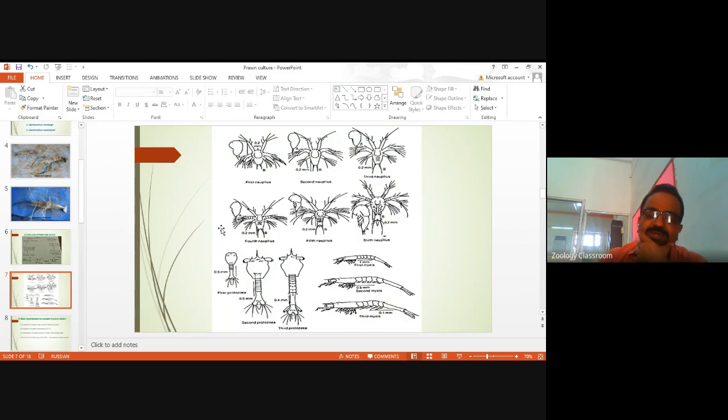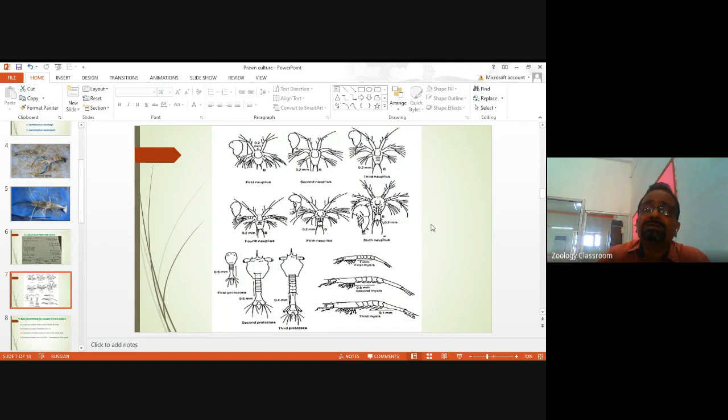Every crustacean during its life cycle has to pass through certain larval stages, and the very first larval stage through which every crustacean has to pass is the nauplius larva. This is how the nauplius larva appears. It contributes to the zooplanktons present in the water body. And it is transformed into the second and third nauplius larva, fourth, fifth, and sixth.